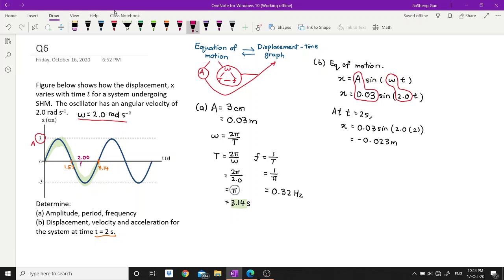If I go and find what is the displacement of my body at that moment, I'll find that it will be equal to negative 2.3 cm. Convert it back to cm. So this is the idea why your displacement is a negative value. It's below the equilibrium position, therefore a negative value. Okay, so we are done with displacement.